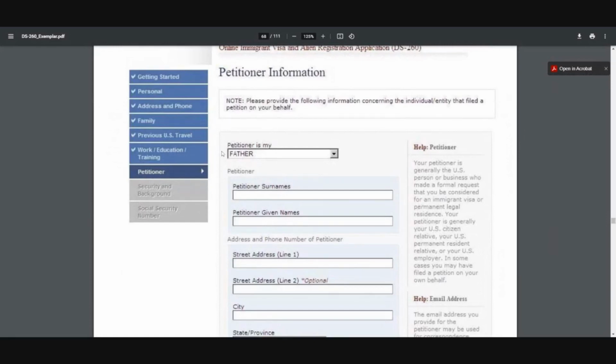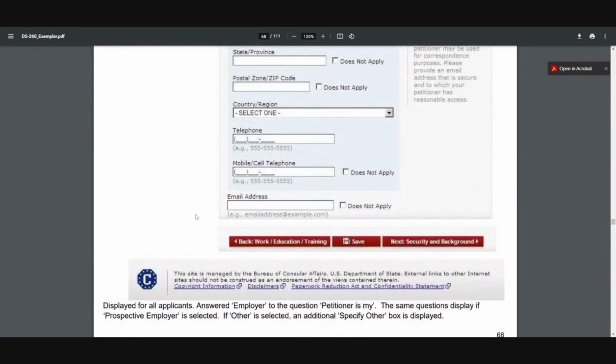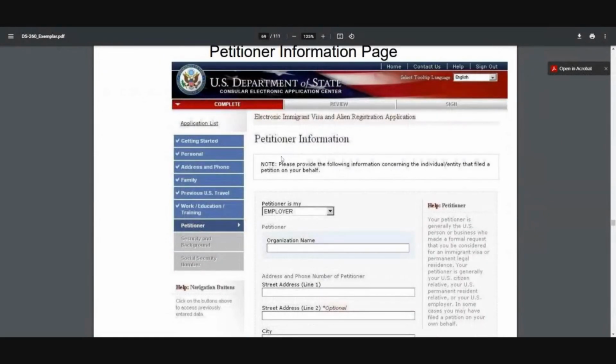Now, this is a good example. The petitioner here was the father, so they have written the father. They write their names there, their address, their state, postal zip code and region, and their telephone number, their mobile, and their email address. Very, very important. And then we go on.